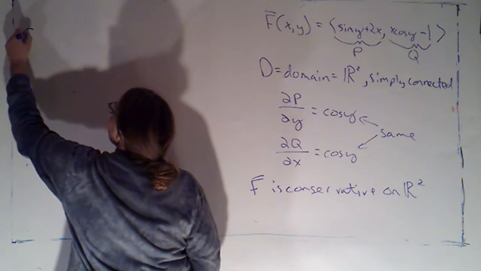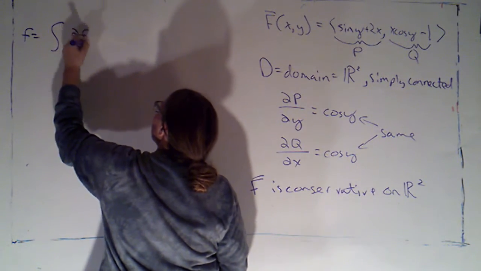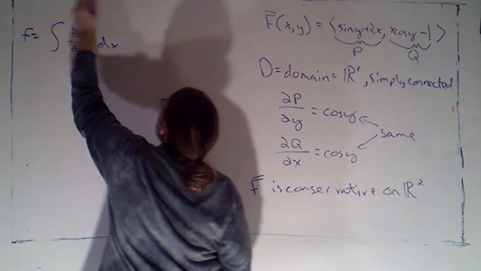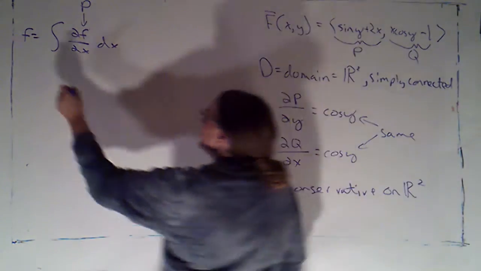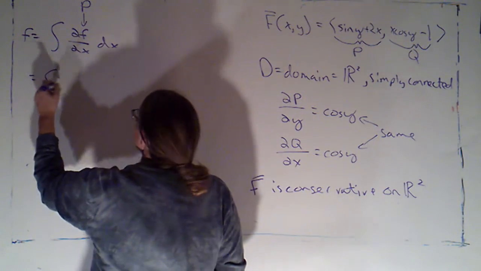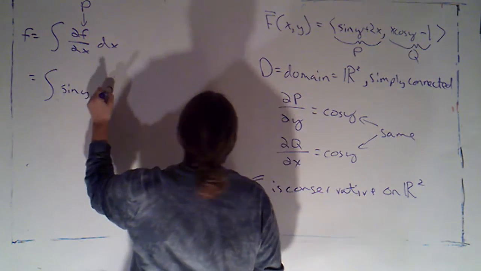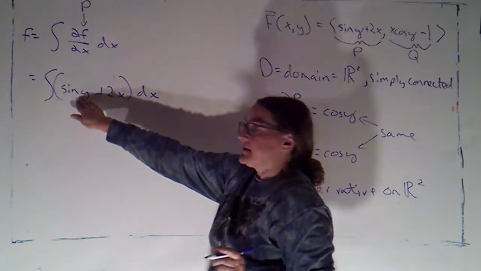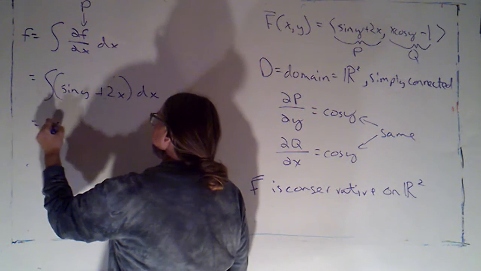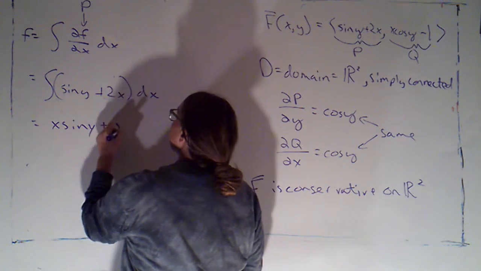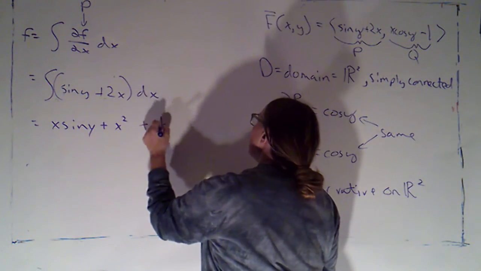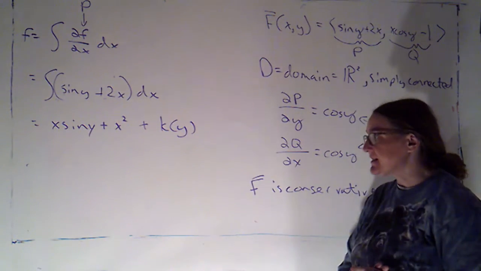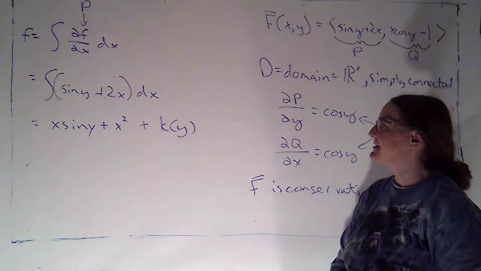So I'm going to say f is an integral of the partial of f with respect to x dx, and that's just p. So we're going to integrate sine y plus 2x with respect to x. So this is constant with respect to x, so I'm going to get x sine y plus x squared plus k of y, a function of y which would be constant with respect to x.